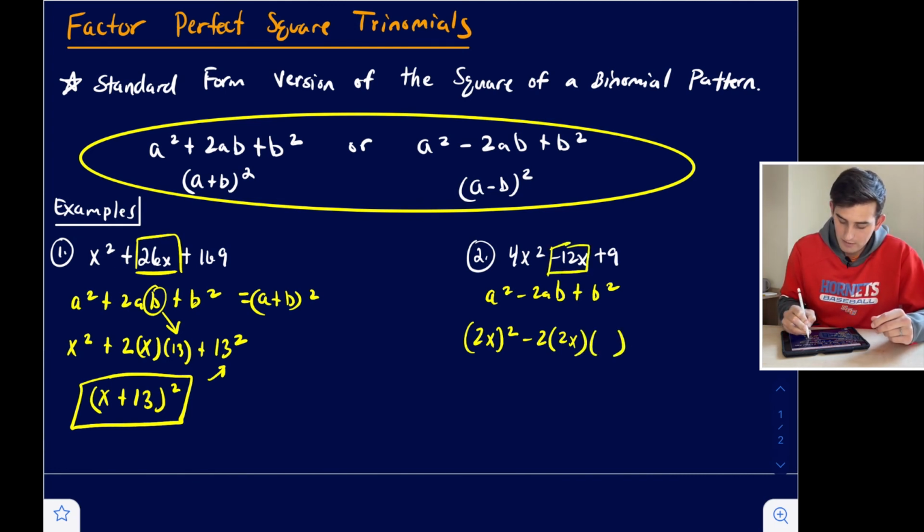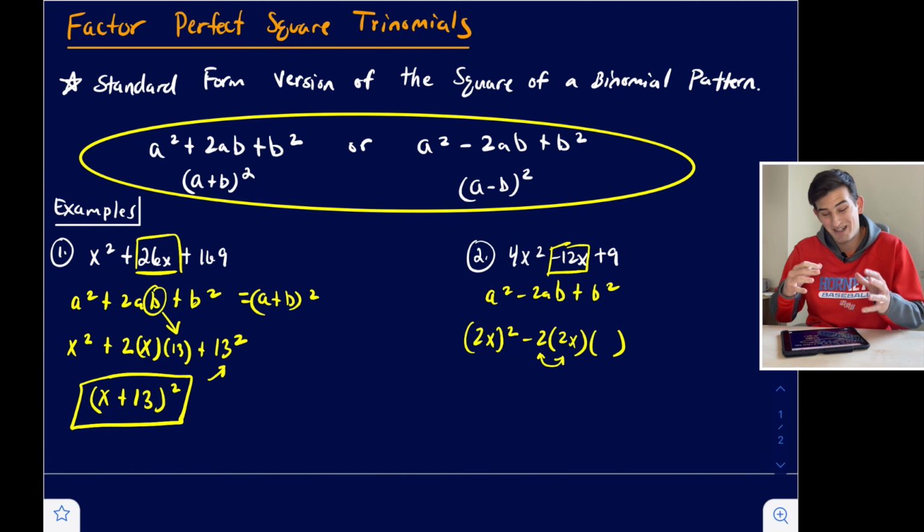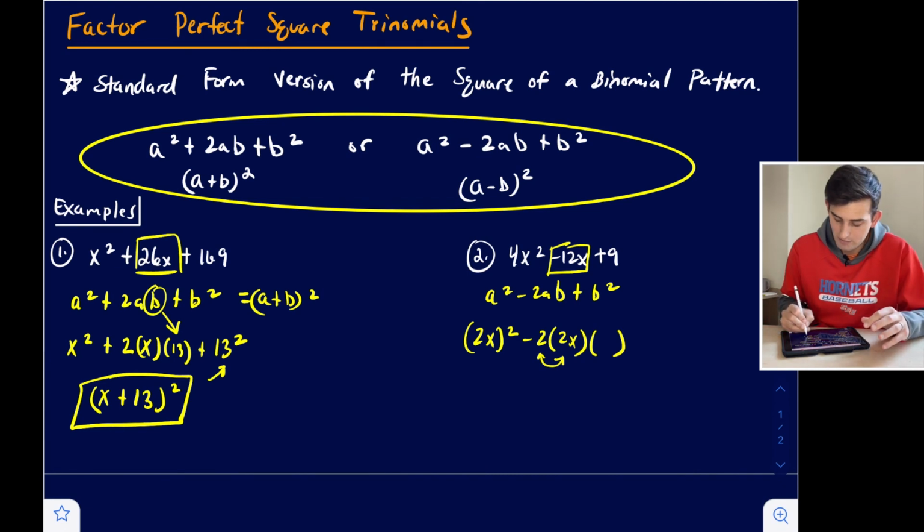Well, keep in mind we have a negative 12x there. So if we already have 2 and 2x, right, that's going to be minus 4x. So what do we multiply negative 4x by to get negative 12x? Well, we know this needs to be a 3. Okay, so now we're going to say plus 3 squared.